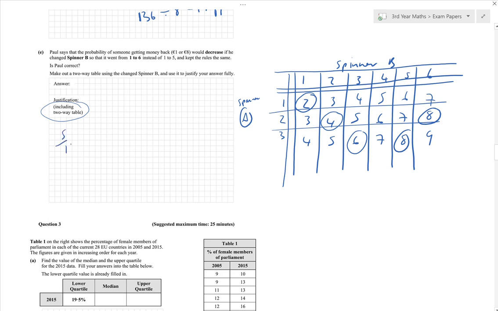So 5 out of 18 in the new game, but before, the probability was 4 out of 15. So 4 out of 15 is 0.266, 5 out of 18 is 0.28, so the answer is no. By adding the extra number, it would not decrease the chances of you getting your money back. In fact, it's done the opposite. The probability of getting your money back has increased. Okay, then to go to question 3.